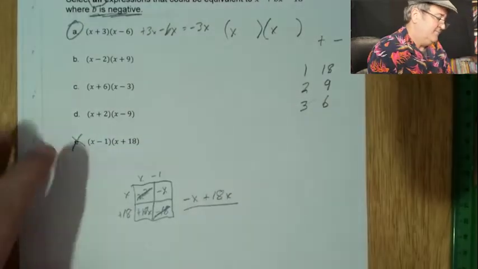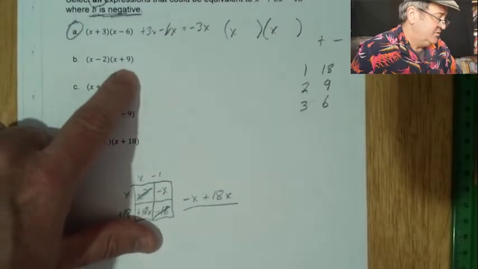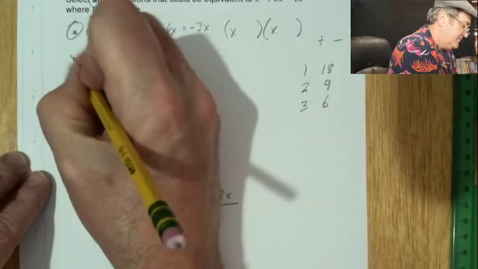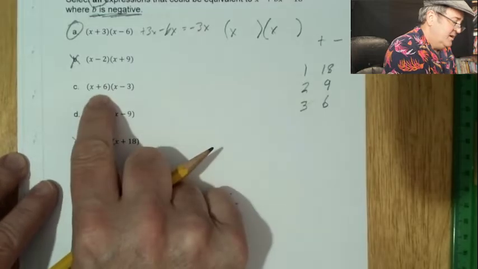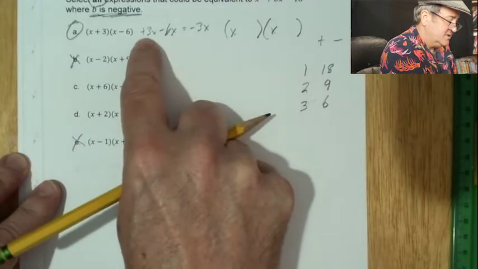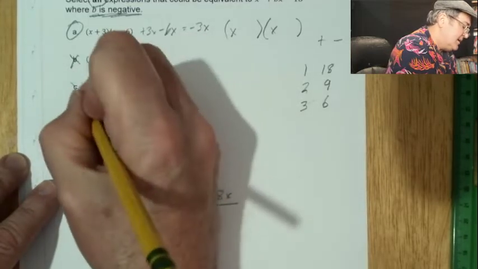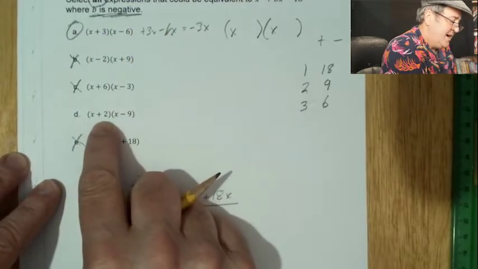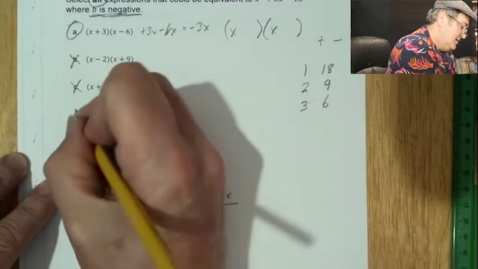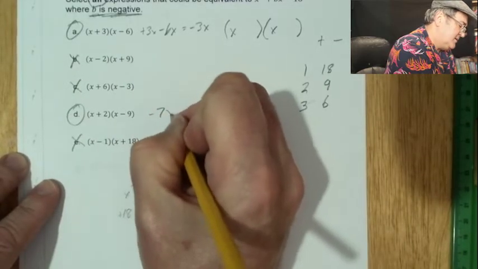It could not be. How about this one? Negative 2 and a positive 9. So it'd be 9x and negative 2x. That would be a positive. That'd be plus 7. Plus 6x minus 3x. It's kind of the opposite of this, the minus and the positive. That'd be a plus 3x. Can't be that one. Minus 9x, positive 2x. That would be a minus 7x when those are together.